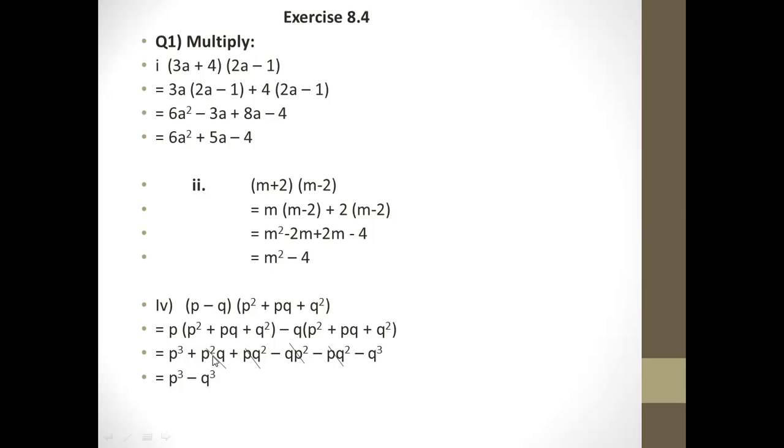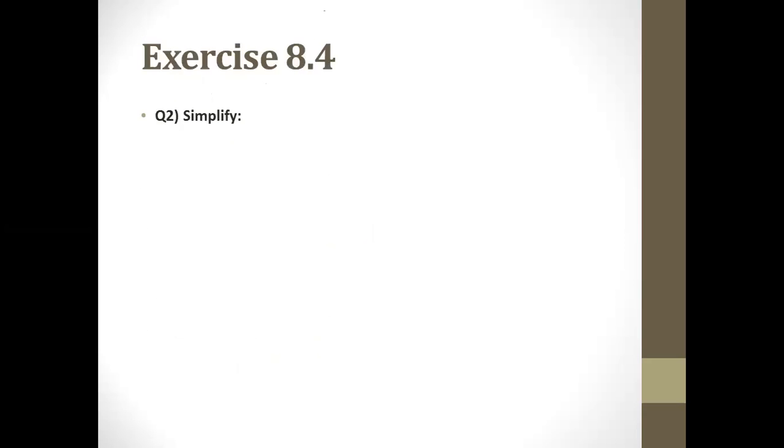Now p square q is positive and minus p square q is negative, so they will cancel with each other. Plus p q square and minus p q square will cancel with each other, and we get this answer. So this is question number 1, exercise 8.4. Now come to question number 2. Question number 2 is simplify.